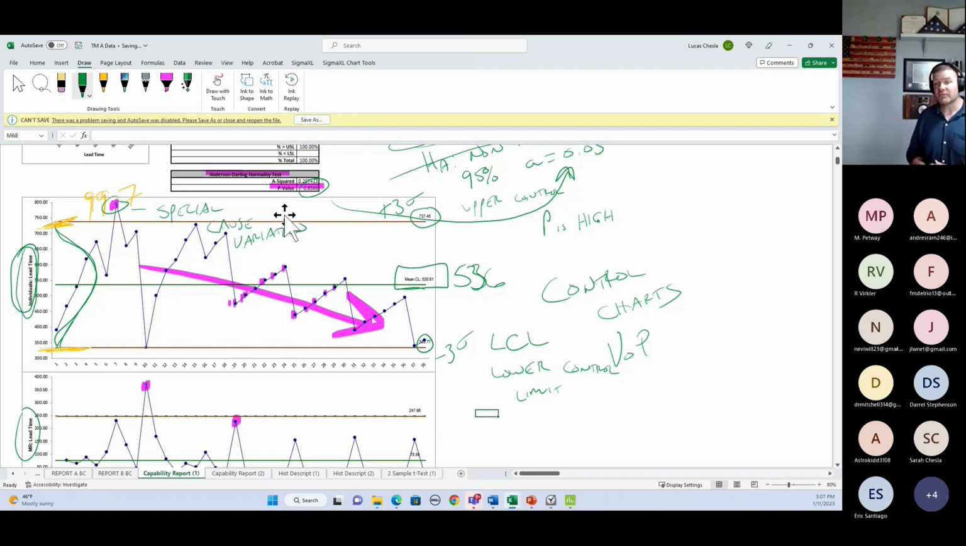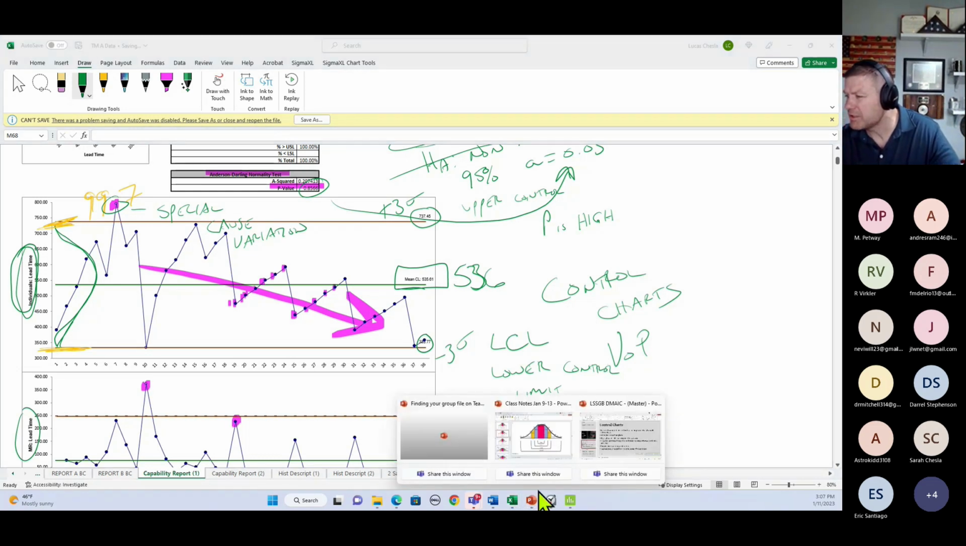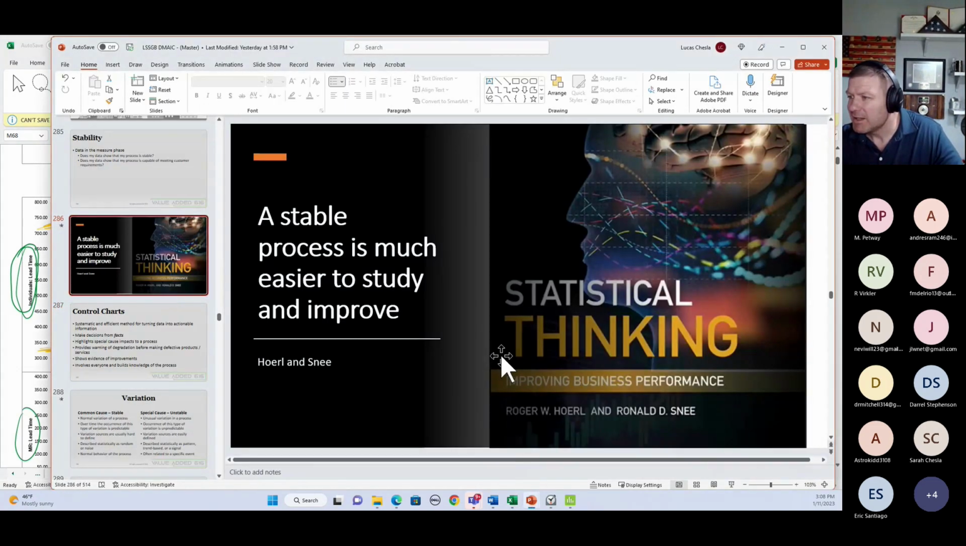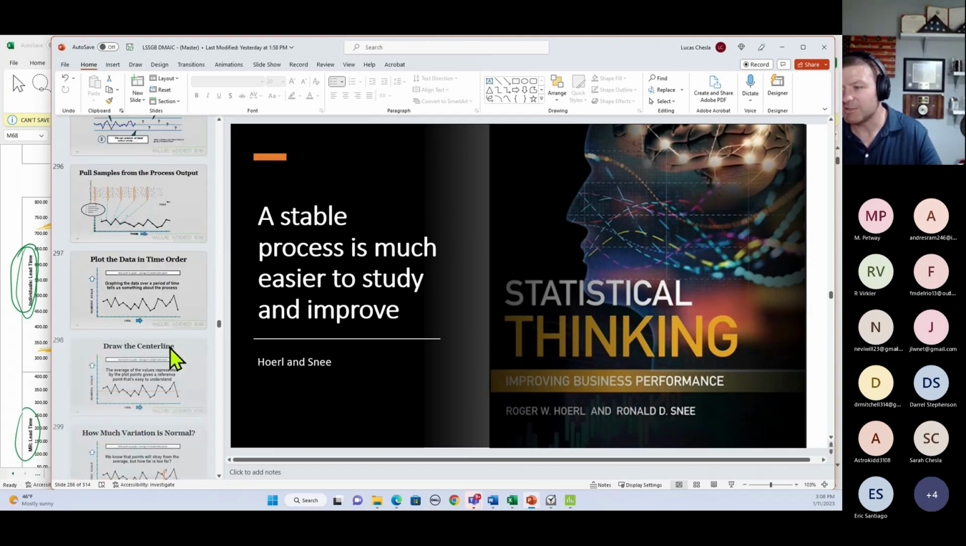So when we're analyzing this data, these control charts are wonderful, and you're going to see these again at the very end when we do a control plan. Because the whole point is, remember, let's go back to this slide because this is so unbelievably important. A stable process is much easier to study and improve because it's predictable. It's stable, it's predictable. It's much easier for me to improve that rather than something that's all over the place. So a stable process is much easier to improve. Very, very, very important concept.